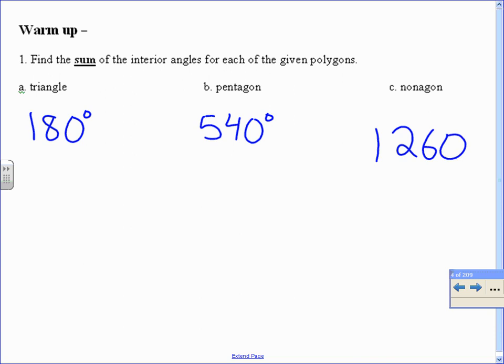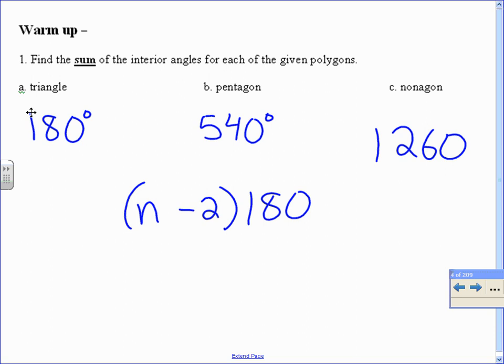1,260. So here's the formula to find the sum of interior angles of a polygon. First of all, that means the sum of all the inside angles. Here's the formula. The number of sides, which is n, minus 2 times 180. I'll say that again. The number of sides minus 2 times 180. This formula works all the time. This is not in your pre-algebra book. This formula is from geometry. So I'm giving you guys a little head start with this.